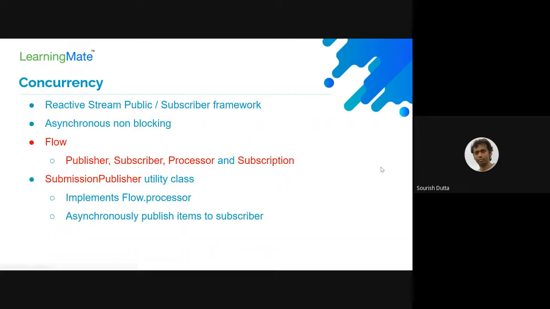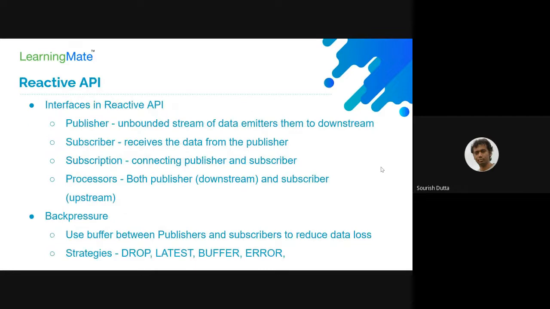In reactive APIs, we have four different interfaces. One is the publisher. Publisher is who produces the data. It can produce an unbounded amount of data. Then there is a subscriber, who is actually consuming the data. Subscriber here is the consumer of the data, who has received the data from your publisher.